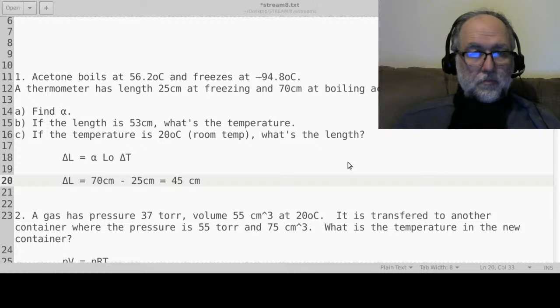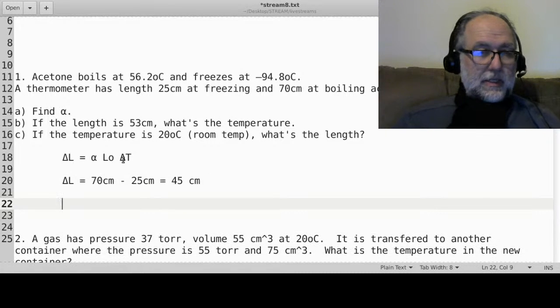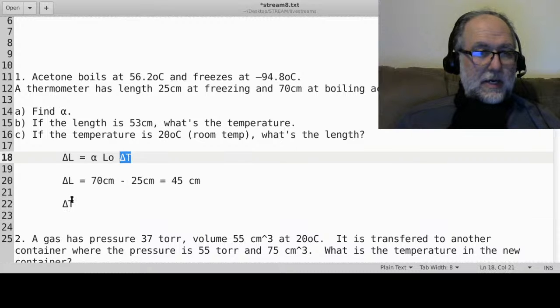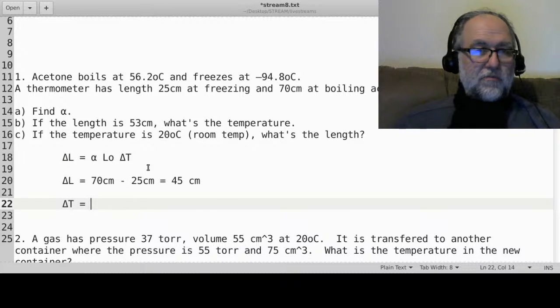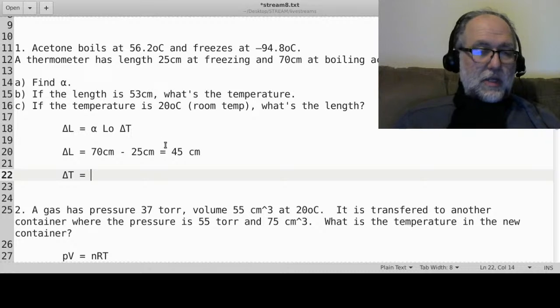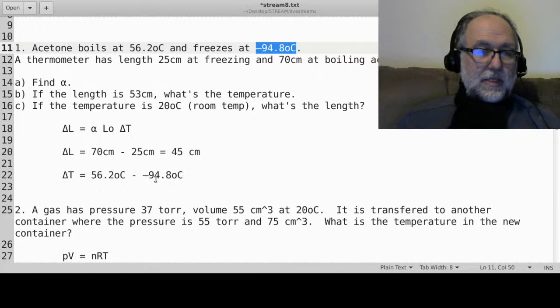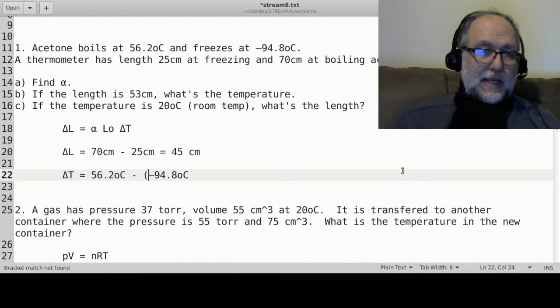So that's the change in the length over the temperature range. Okay, now that's your delta L. What about your delta T? The delta T is going to be the temperature change from freezing to boiling. So that's going to be like the final, or the higher temperature, which is this 56.2 degrees Celsius, minus the lower. But we have to be careful, because this is going to be minus minus, like that.